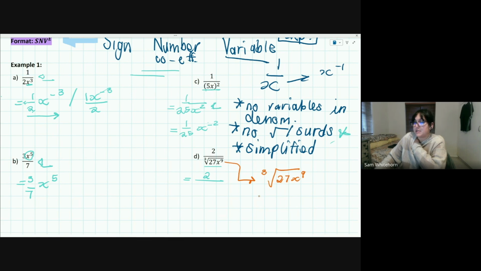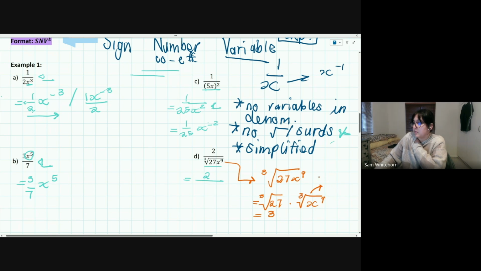What we need to remember is that according to my rules, when you've got multiple factors, you apply the root to each factor. So this would be the cube root of 27 times the cube root of x to the power 9, and you deal with them separately. So the cube root of 27 is 3, and the cube root of x to the power 9, now this is where our exponent laws come in.